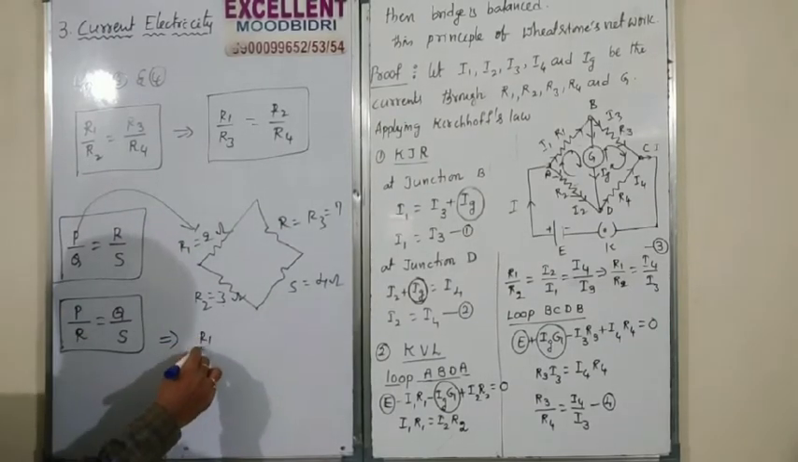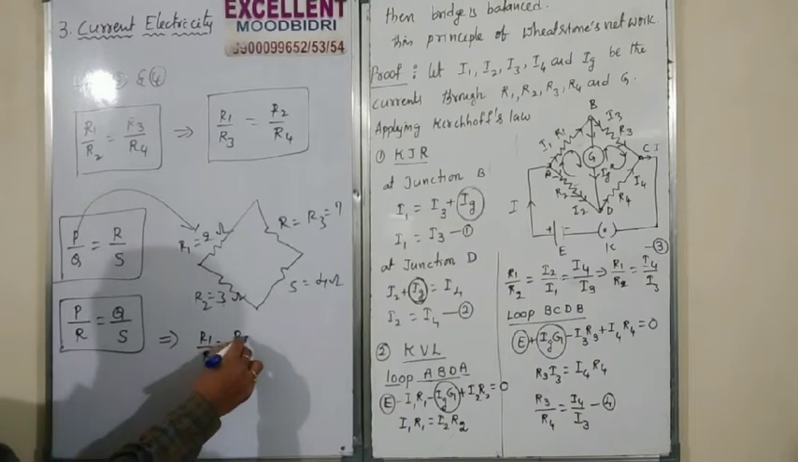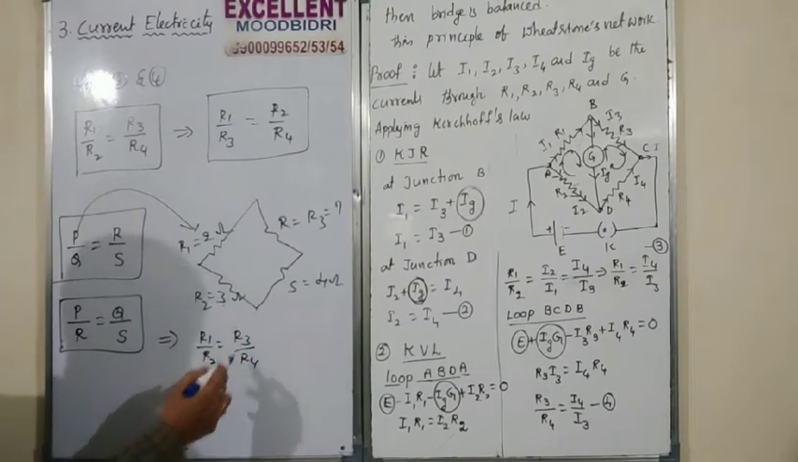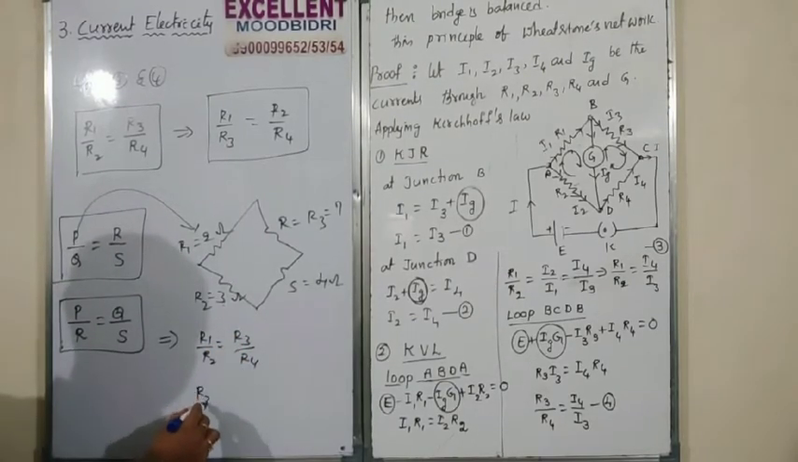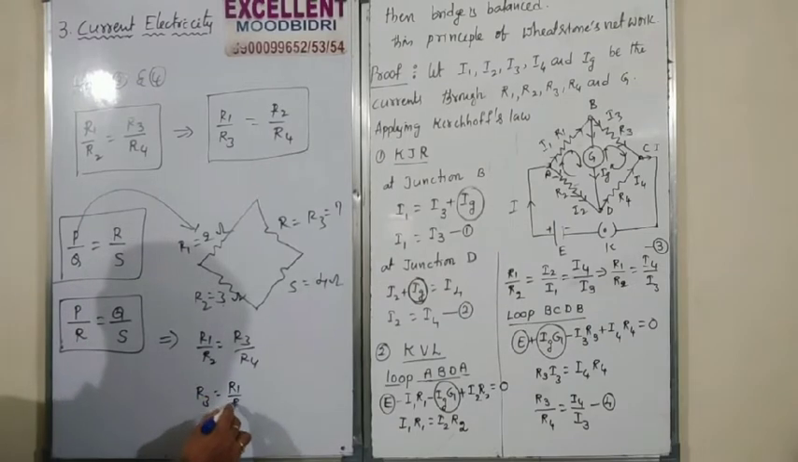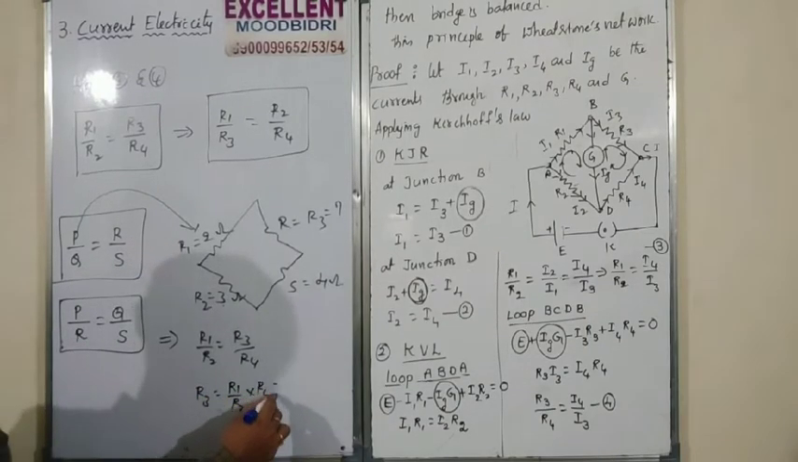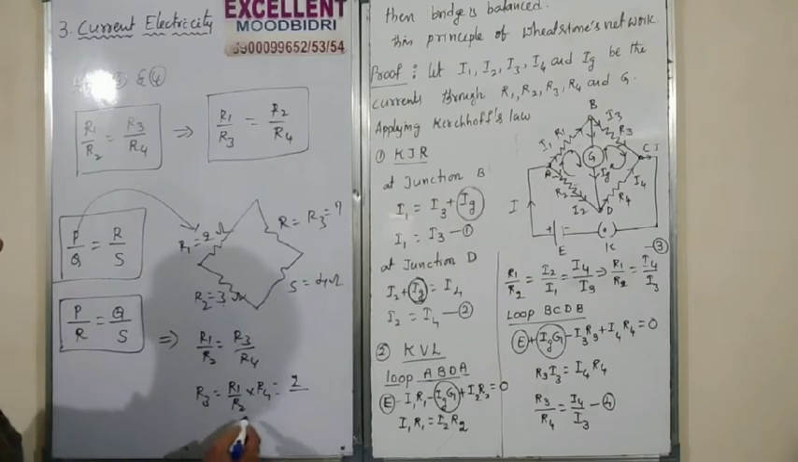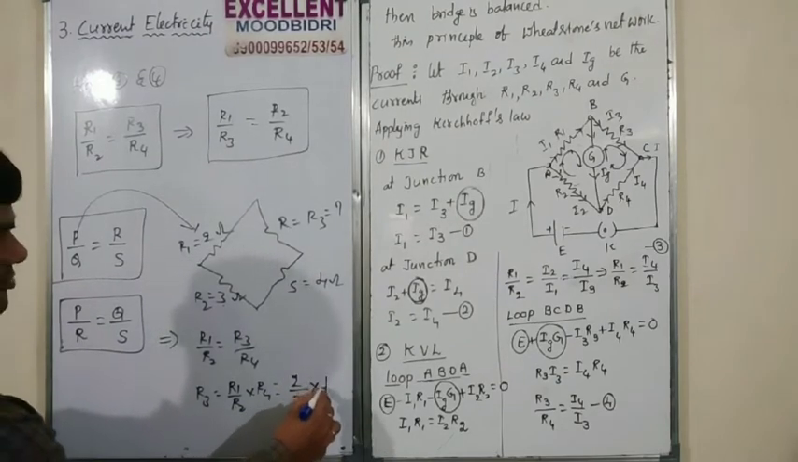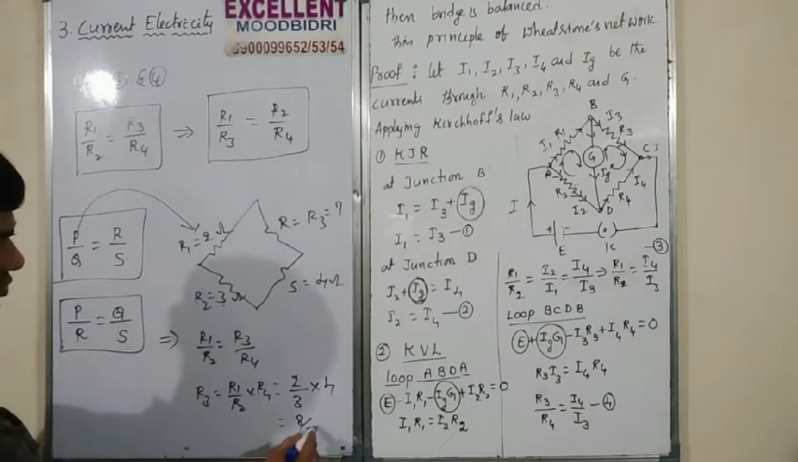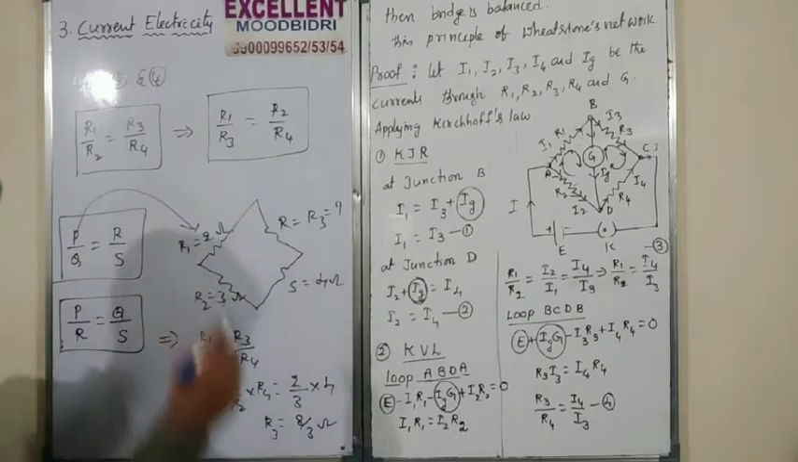What is that? R1 by R2 is equal to R3 by R4. So now I want R3. Therefore, R3 is equal to R1 by R2 into R4. R1 is how much? 2 by R2, 3 by 4. Therefore, 8 by 3 ohms. What is this? R3.